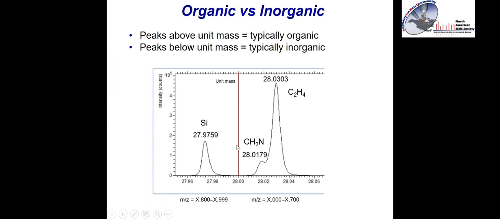And so this is a quick little way you can scan through your spectra and just see what's above and what's below. And this can help you identify what things you might be looking at. There's obviously some exceptions to this, but this happens because the organic elements, carbon, hydrogen, and nitrogen, all have masses above a whole number mass, and most inorganic species have masses that are below this whole number mass. Oxygen is kind of an exception, but when you add oxygen to a bunch of carbon and hydrogen, the masses tend to be above unit mass.